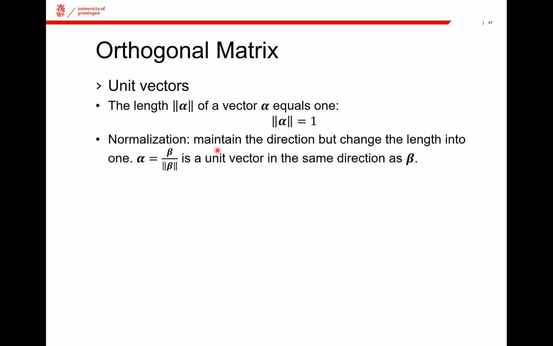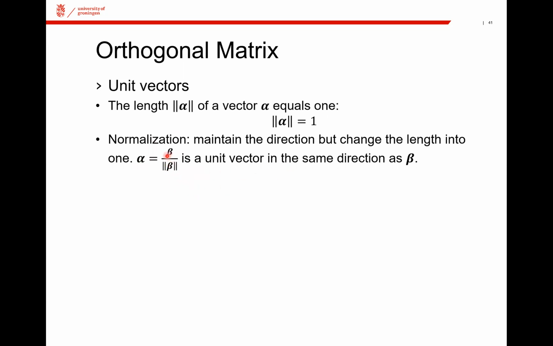The normalization. So how can we maintain the direction but change the length into 1? In this case, we will use the normalization. Basically here, when beta is not a unit vector, but we want the unit vector with the same direction as beta, then we will use this equation.